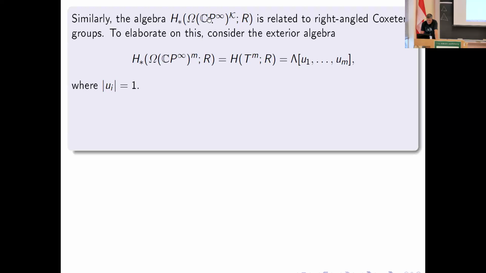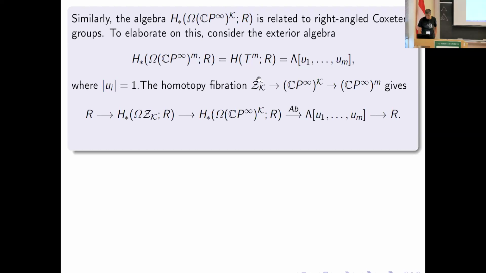Now if you replace this odd-dimensional sphere with an infinite-dimensional projective space, then you have the loop homology of the Davis-Januszkiewicz space. You can think of it as similarly related to right-angle Coxeter groups. So you first look at the loop homology of BT^m, the classifying space for the m-torus, or the product of m infinite-dimensional projective spaces. And this is just the homology of the m-torus. So this is an exterior algebra on m generators of degree 1.